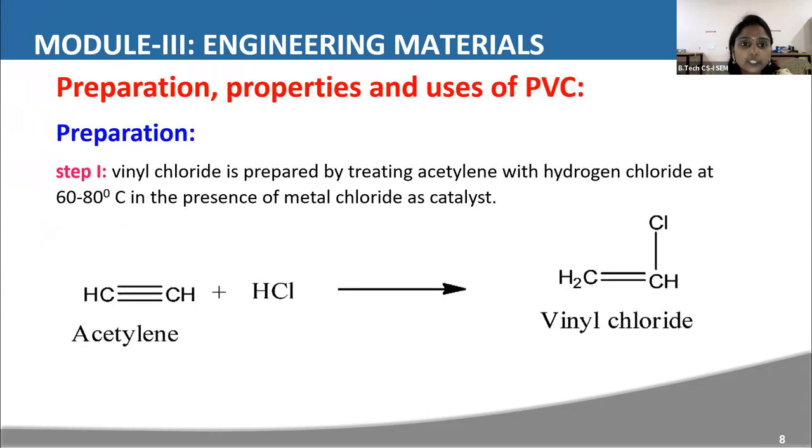Next one is preparation, properties and uses of PVC. So first, all of you open your books and write down the formulas. It is very, very important. Preparation: vinyl chloride is prepared by treating acetylene with hydrogen chloride at 60 to 80 degrees Celsius in the presence of metal chloride as catalyst, and it produces vinyl chloride.